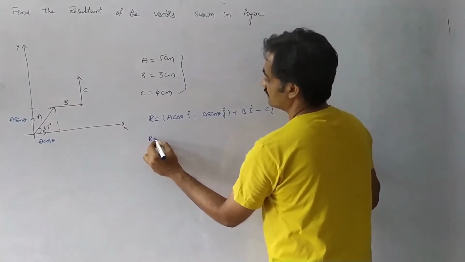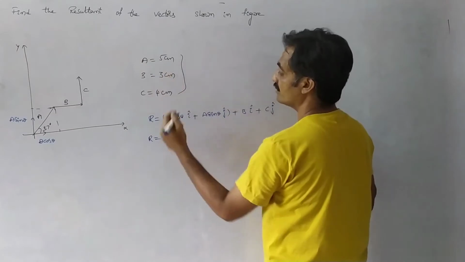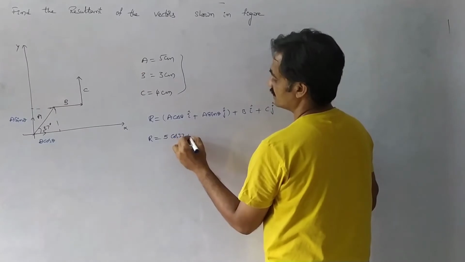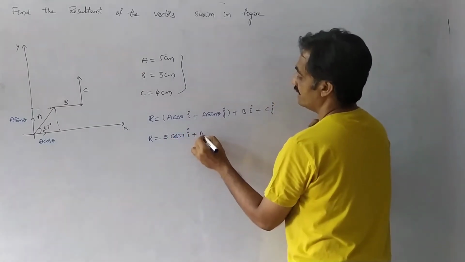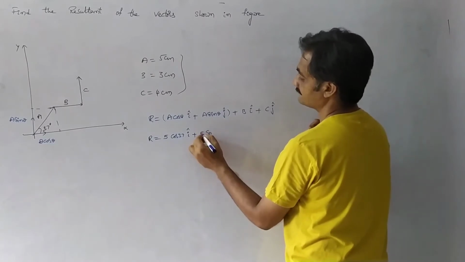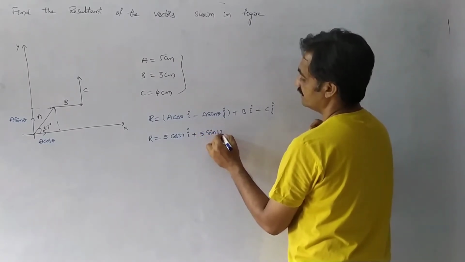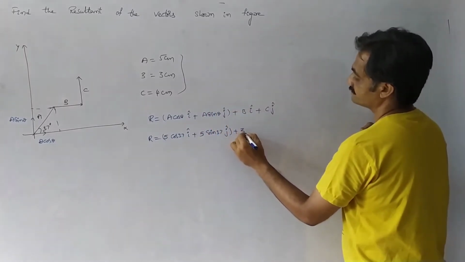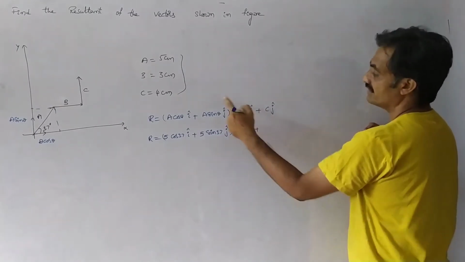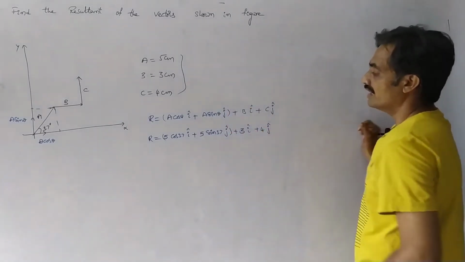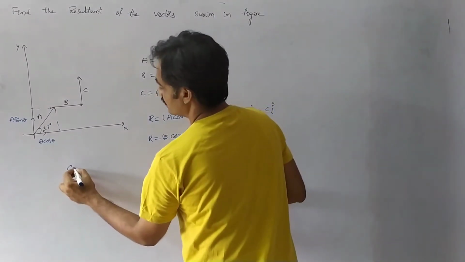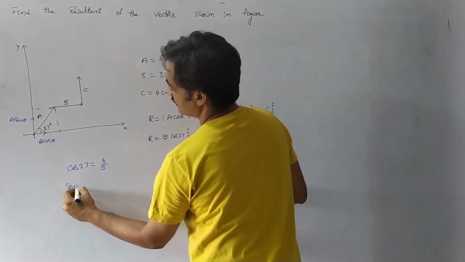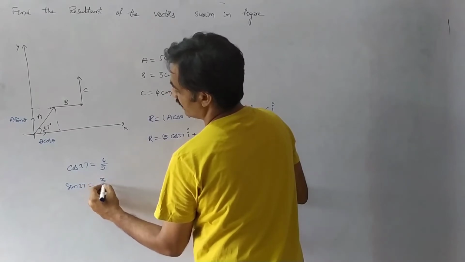As you substitute these values, the resultant vector is derived. Here observe that A equals 5 cos 37 I cap plus 5 sin 37 j cap, the value of B is 3 I cap, and the value of C is 4 j cap. And here we know that cos 37 is equal to 4 by 5 and sin 37 is equal to 3 by 5.